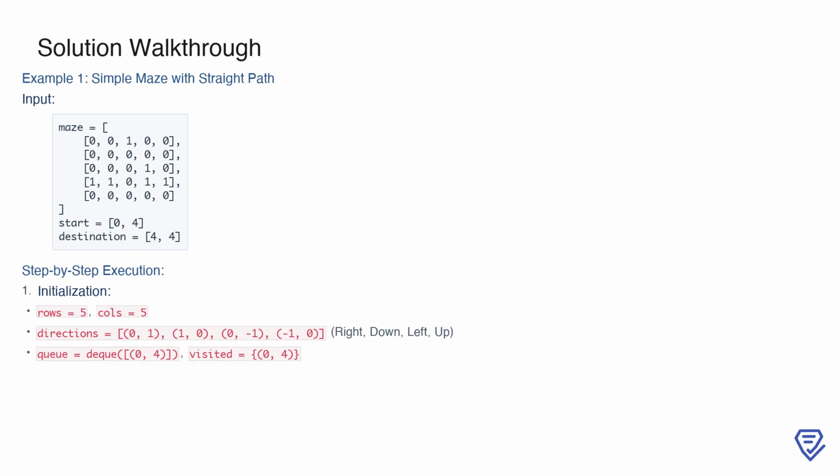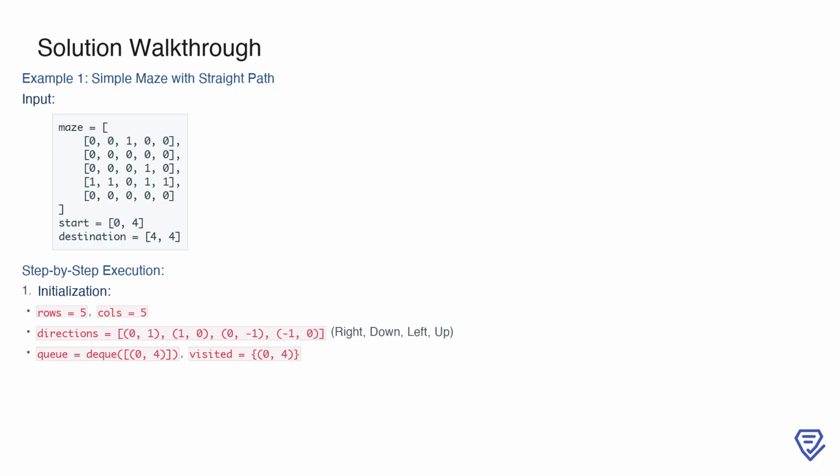In this example, we have a simple maze with a straight path to the destination. The maze is represented as a grid where 0 indicates open spaces and 1 indicates walls. The starting point is at the top right corner of the grid, at position 0, 4, and the destination is at the bottom right corner, 4, 4.